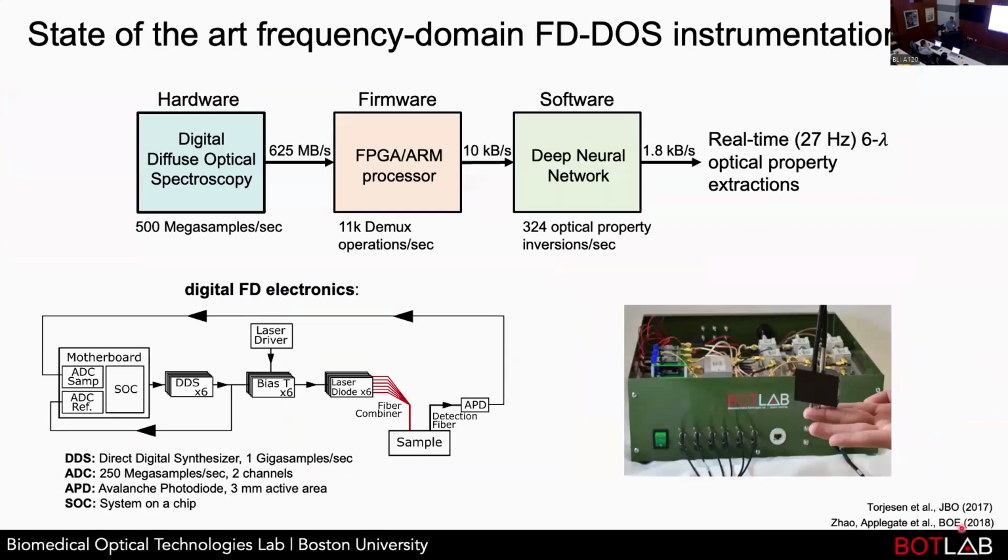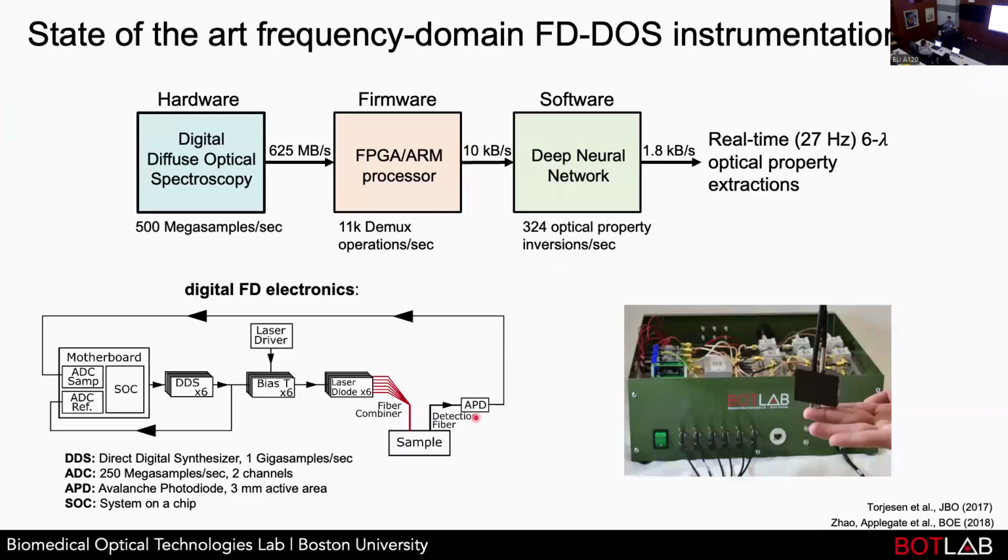We built this device, which is all based on digital electronics. So if you can see down here, we have a laser driver, something called a bias T. The laser driver provides DC currents. These DDSs are direct digital synthesizers. They generate the RF signal that we use to modulate the laser diode. The bias T just combines the AC current and the DC current to drive a bank of laser diodes. Light goes into the sample.